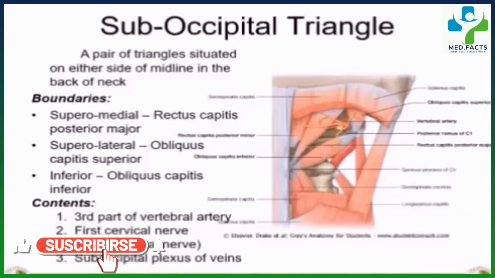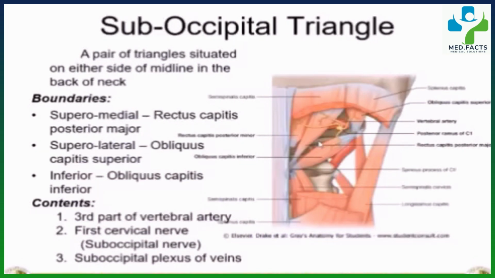So here if we see deep inside, then we can see this triangle. This is called the suboccipital triangle. There is a small triangle deep inside, behind and below the occiput. This triangle is present in the posterior part of the neck. So the suboccipital triangle is a pair of triangles situated on either side of the midline in the back of the neck. On either side there is one triangle, so a pair of triangles.